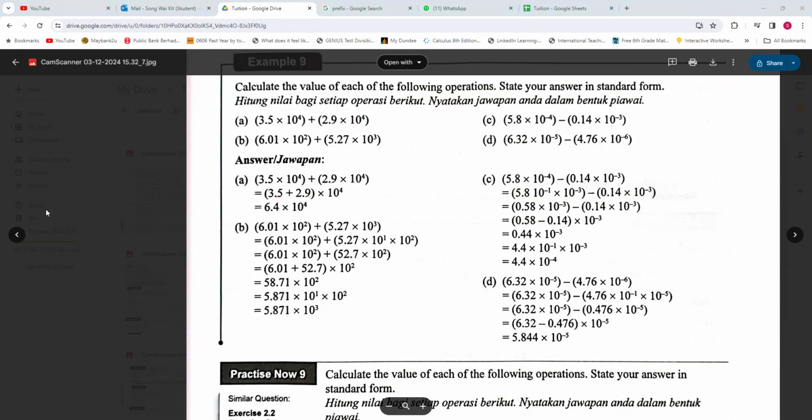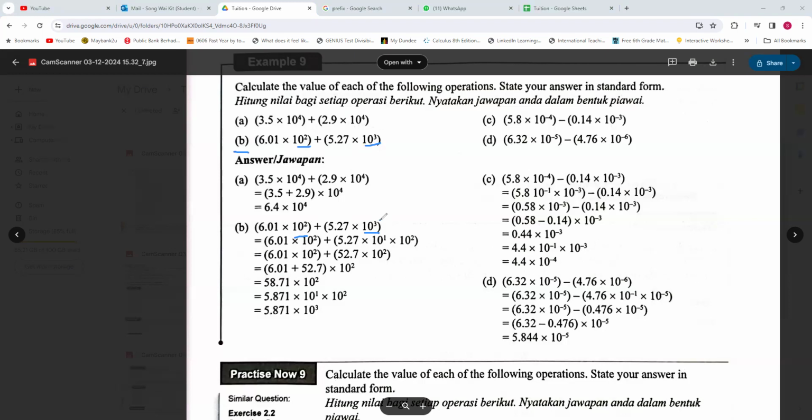The questions normally have different powers though. So let's look at B. Let's look at the differing power. So we've got 10 power 2 and 10 power 3. So you normally try to make the powers equal to the lower number. That's one way you can do it. So we've got 10 power 2 and 10 power 3. So the lower number between 3 and 2 is 2.